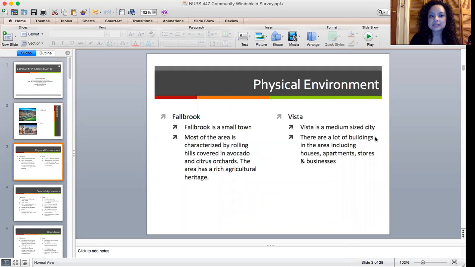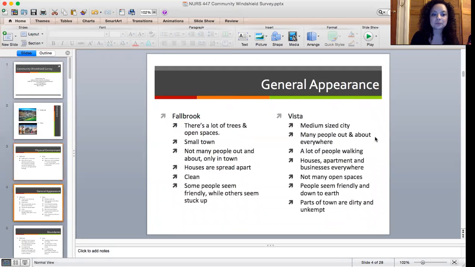Physical environment. So in Fallbrook, throughout my survey, I found that Fallbrook is a small town. Most of the area is characterized by rolling hills and is covered in avocado and citrus trees. And I found that the area has a rich agricultural heritage. In Vista, I found that Vista is a medium-sized city. There are a lot of buildings in the area, including houses, apartments, stores, and businesses.